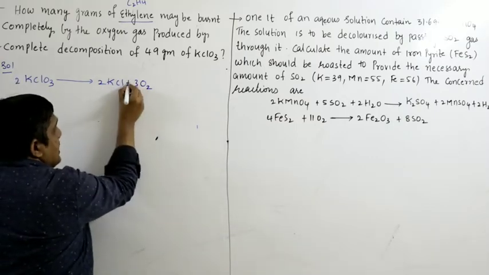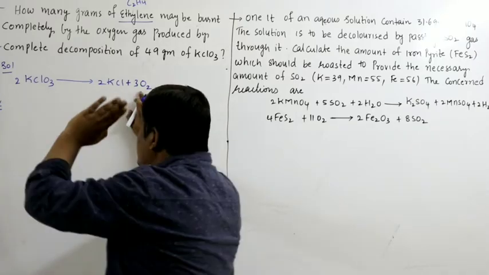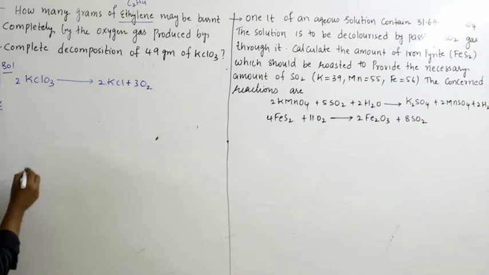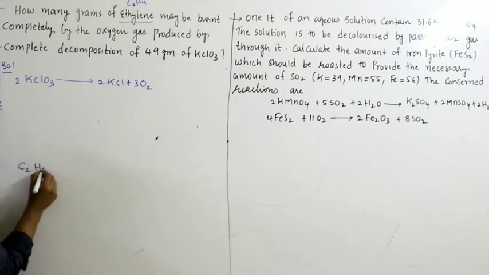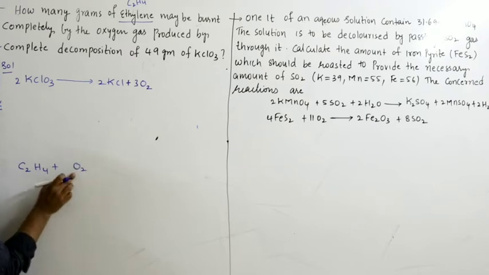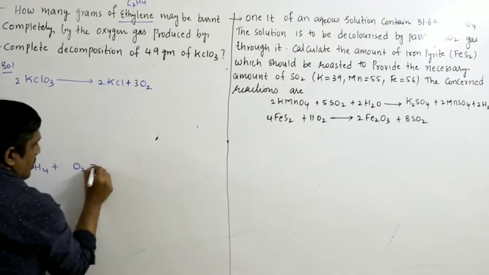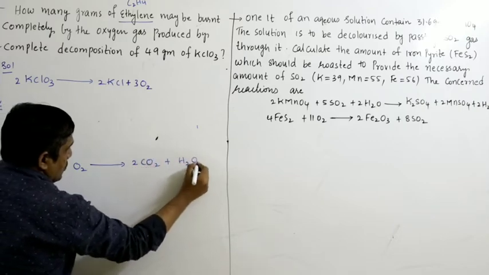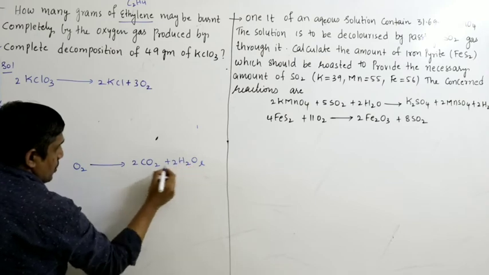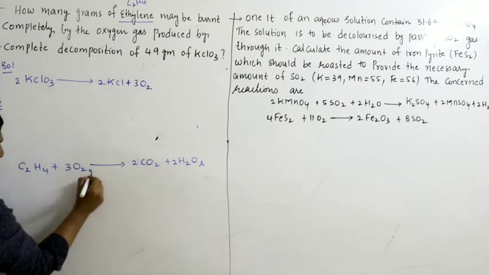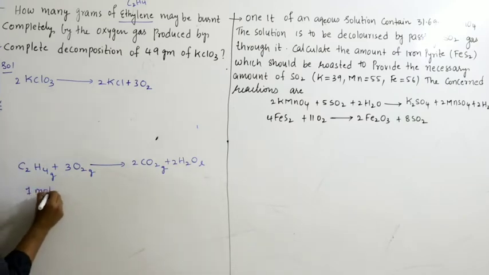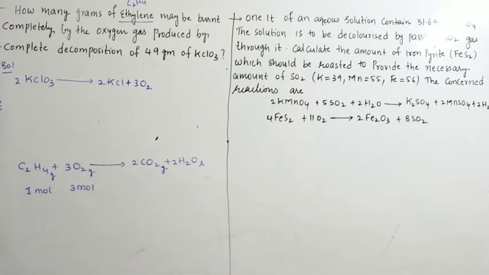The oxygen released from this reaction is used to burn ethylene. This is nothing but a combustion reaction. From where are you getting oxygen? From here, to form 2 CO2, as I said in the last class, it is H2O liquid, 2 H2O, 2 plus 4, 6, so 3. So for 1 mole of ethylene you require 3 moles of oxygen.